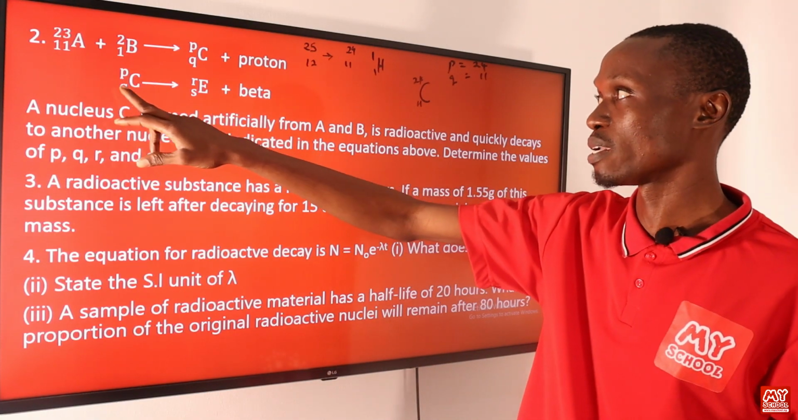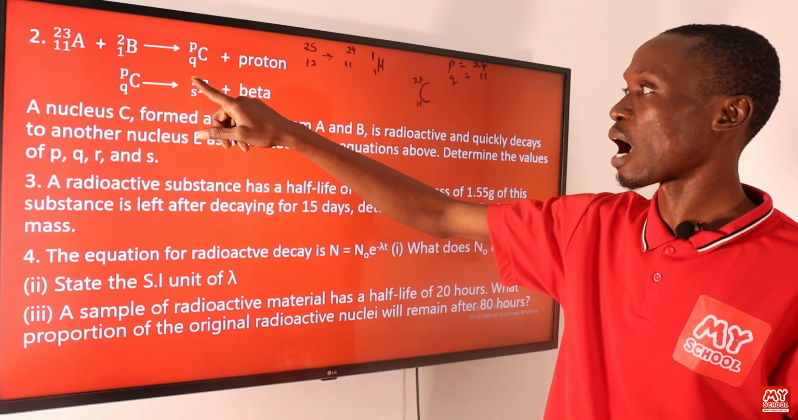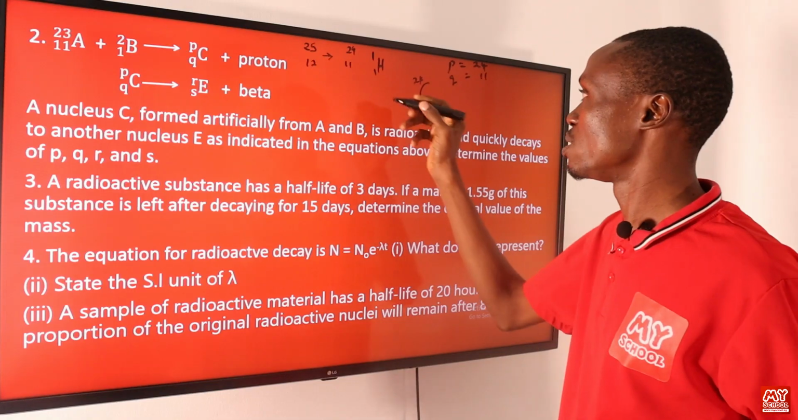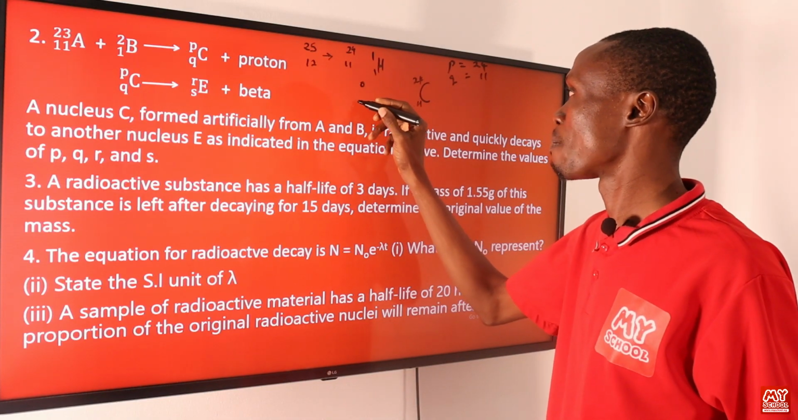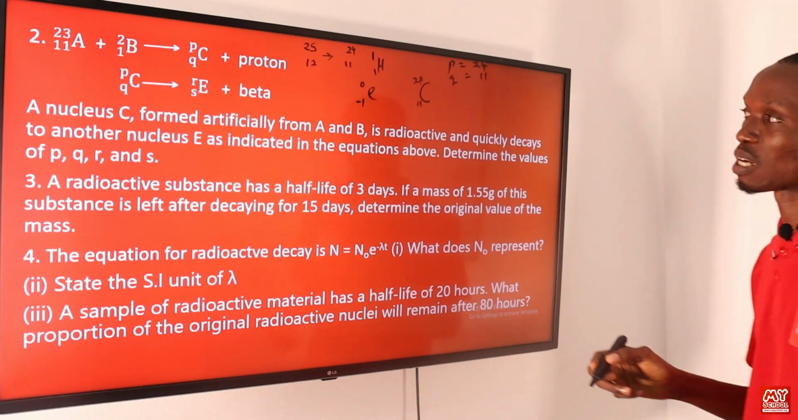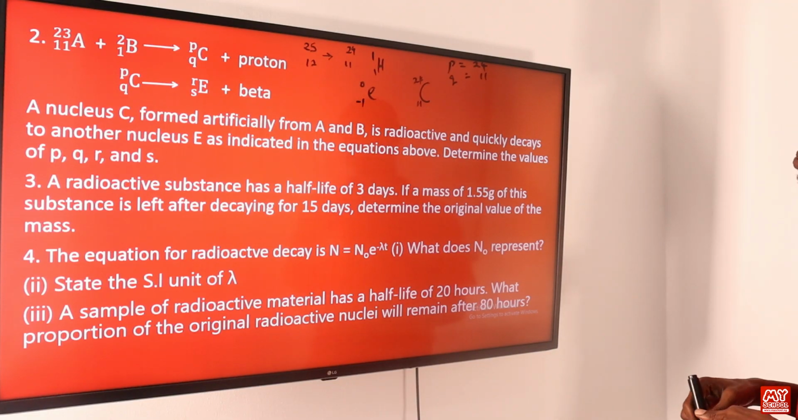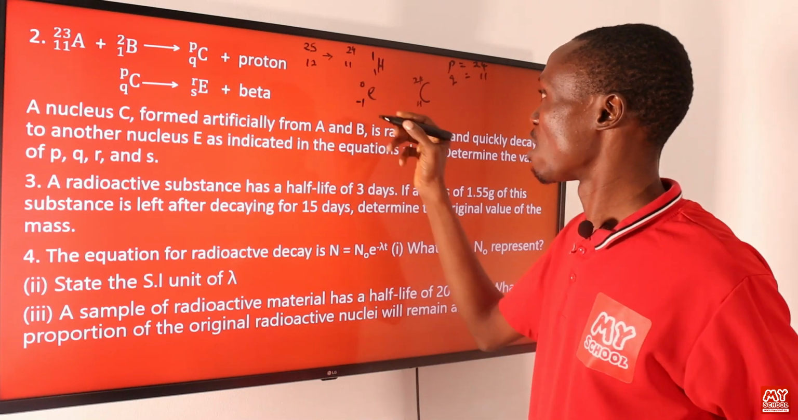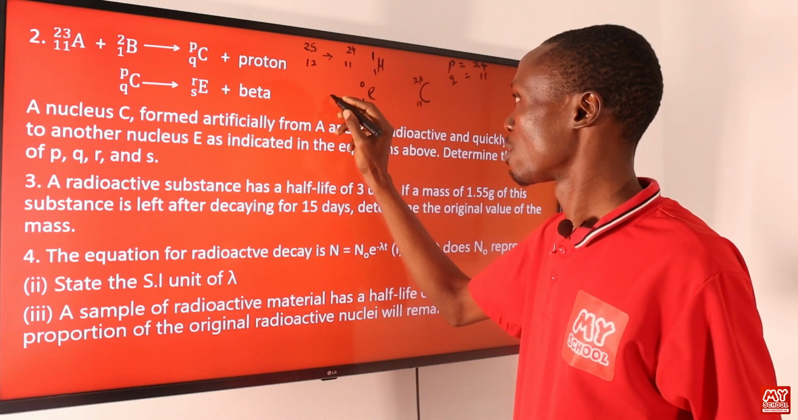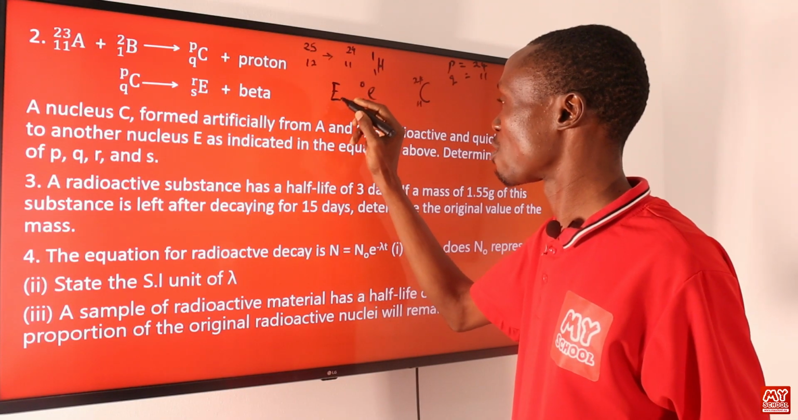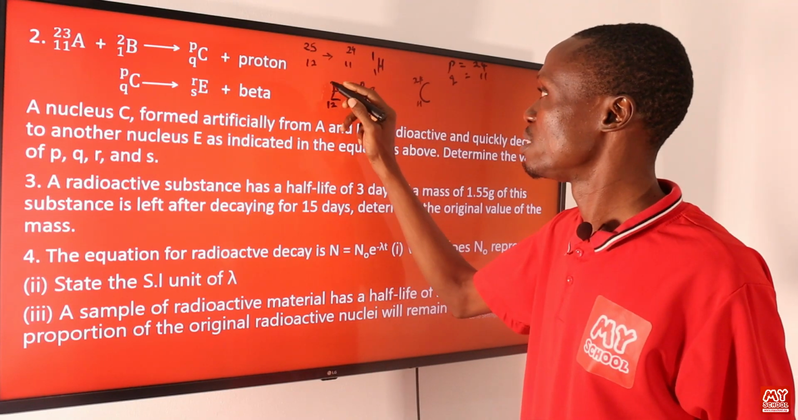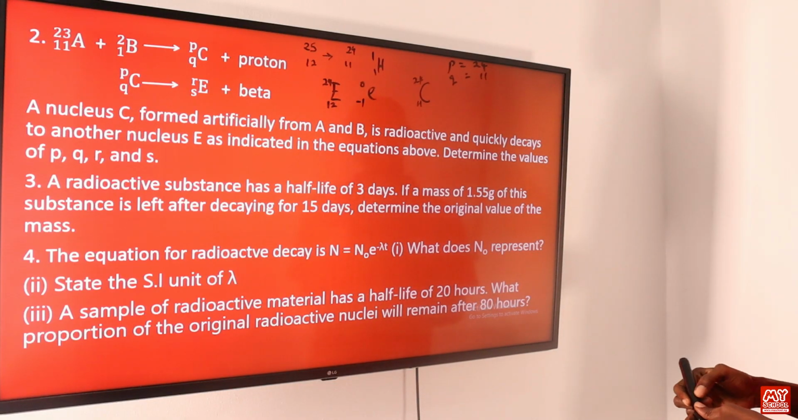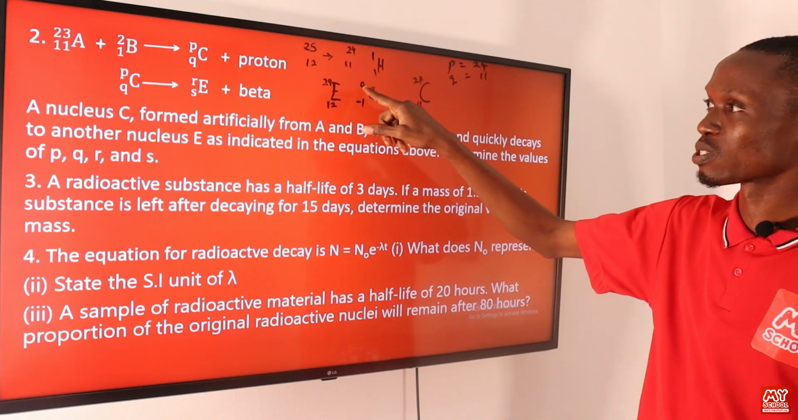So here is 24 and here is 11. And here we have the arrow and here we have X. Now for a beta particle, remember that a beta particle is 0, minus 1 E. That is a beta particle, right? So if we are subtracting 1, that means here we are going to be having 12. For E, we are going to be having 12 here, while here still remains 24, because 24 plus 0 still remains 24.